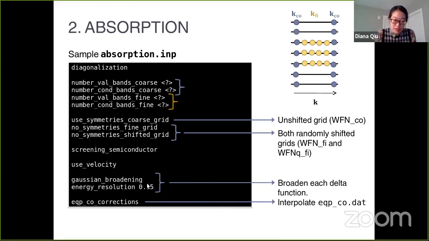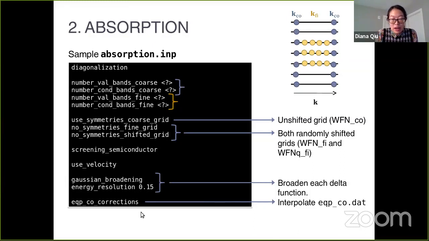Another important flag is this: diagonalizing the BSE matrix gives you some eigenvalues. And then to get the absorption spectrum, essentially what you do is you place a line at each eigenvalue, and then this line has some broadening. This is where we define the broadening. You can tell the code to use a Gaussian broadening, and this energy resolution gives you the size of the broadening in electron volts.